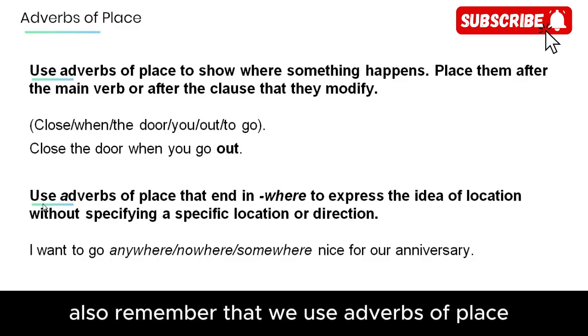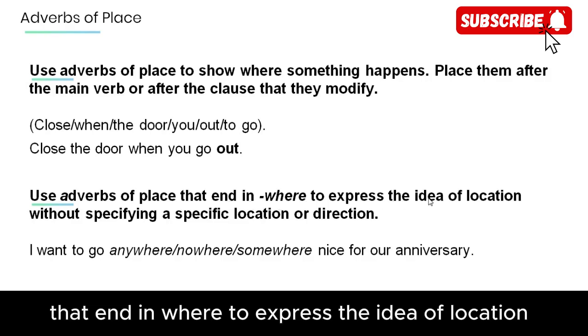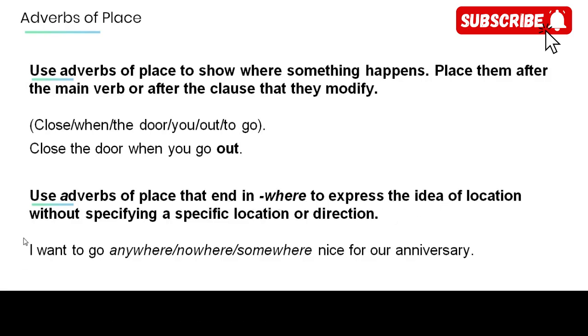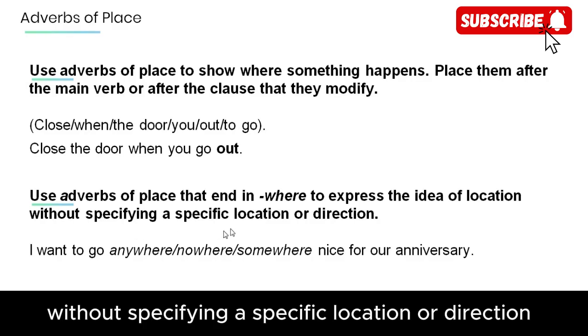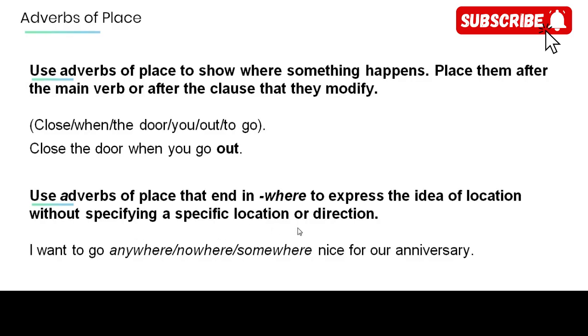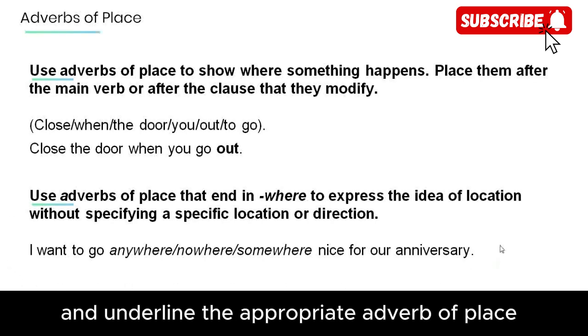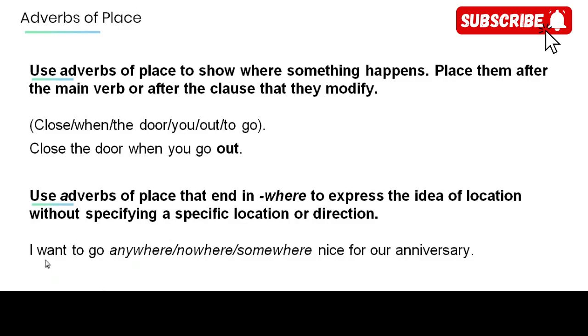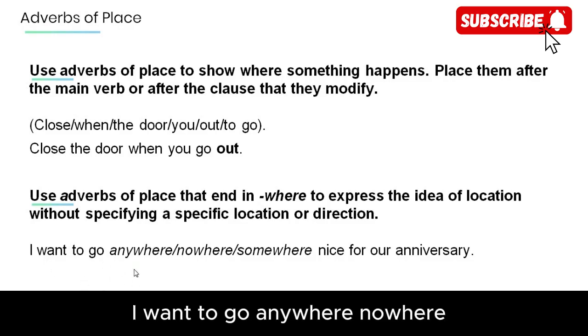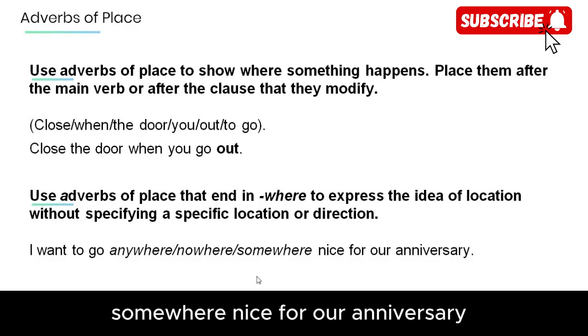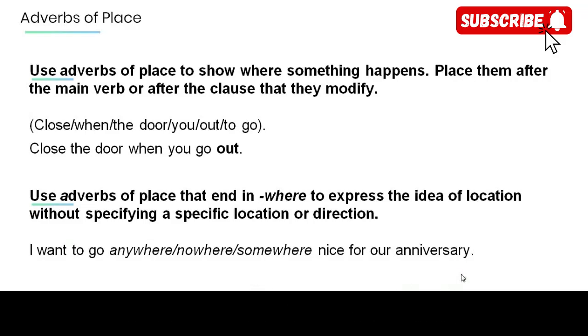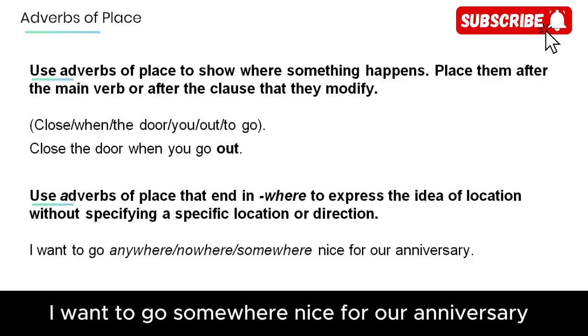Also remember that we use adverbs of place that end in where to express the idea of location without specifying a specific location or direction. Read the following sentence and underline the appropriate adverb of place. I want to go anywhere, nowhere, somewhere nice for our anniversary. I want to go somewhere nice for our anniversary.